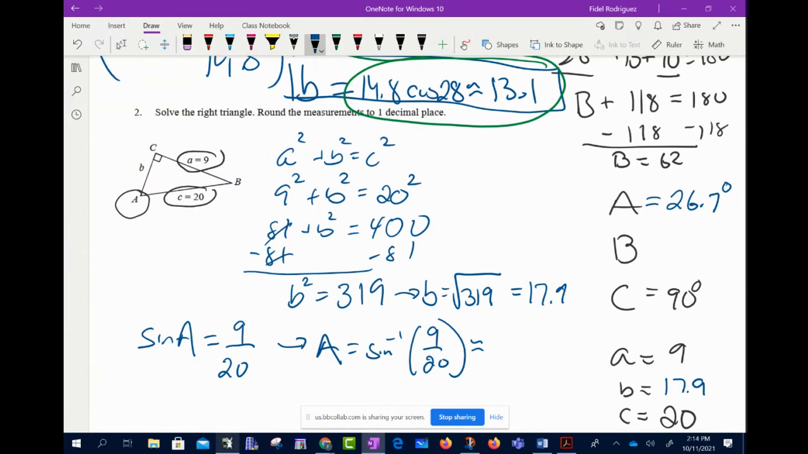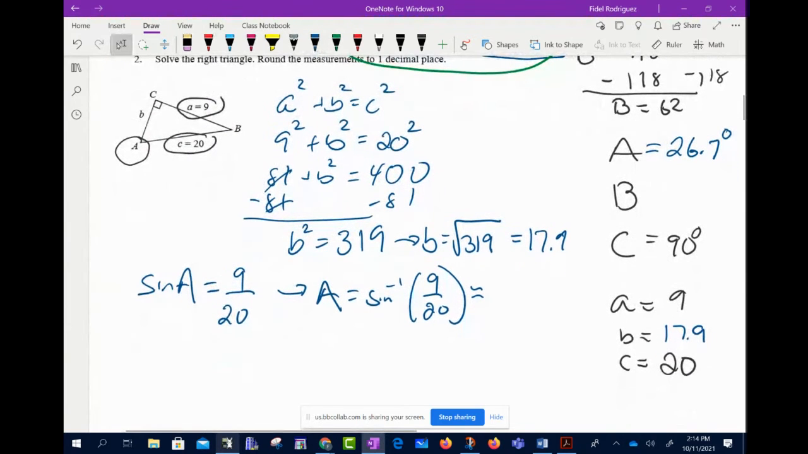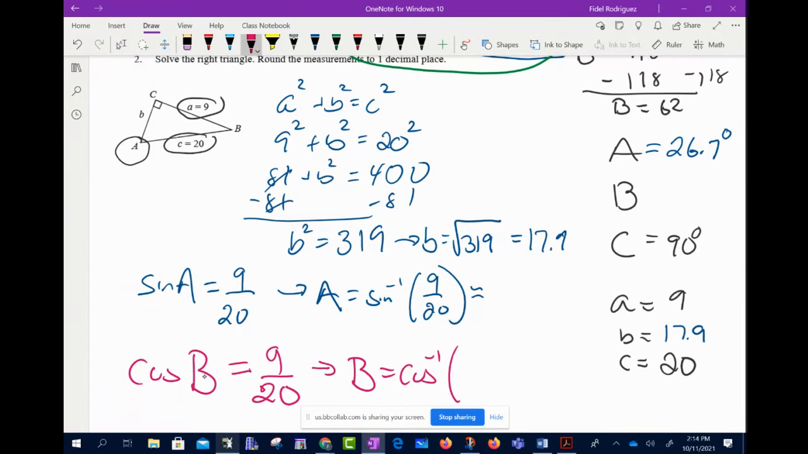Okay. And how could we do this for angle B? Could we do something similar for angle B? What would we have to use if we were going to use, I'm sorry, for angle B? Yeah, couldn't we say the cosine of B is equal to the adjacent over the hypotenuse? So that then B is equal to the cosine inverse of 9 over 20?